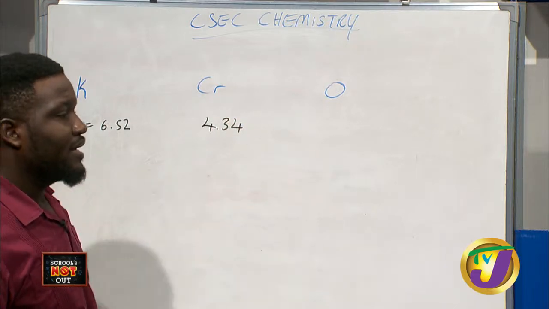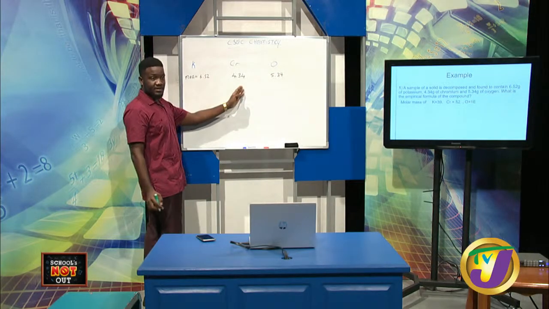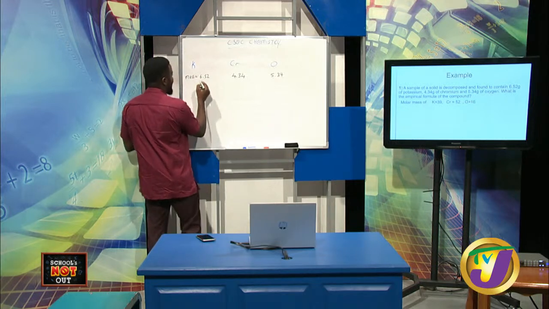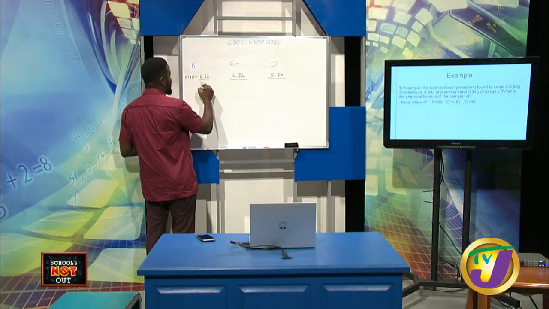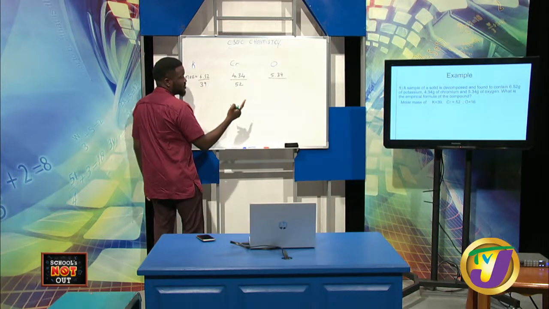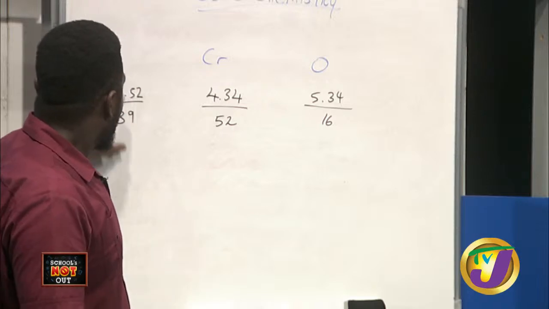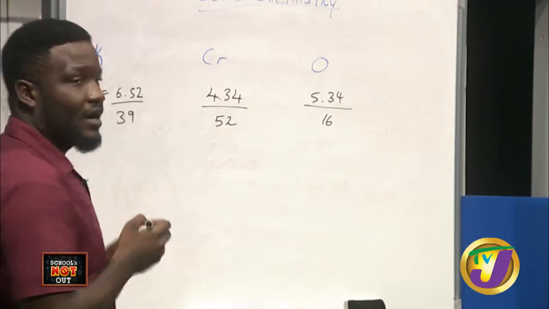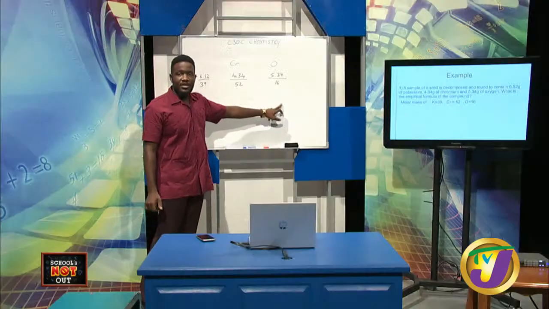And for oxygen, it was 5.34. All right, so these are our masses. And so we know to get the number of moles, it will be mass over molar mass. And so we're going to divide each of them by their molar mass. All right, so potassium is 39 according to the slide, right? Chromium is 52. And oxygen is 16. All right? And so the molar mass, let me put that at the bottom here. So that's the molar mass. All right? And so once you get the number of moles here, and the number of moles here, right?